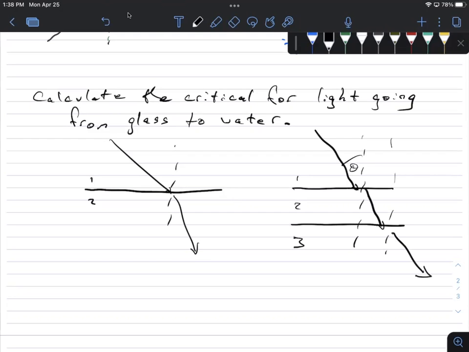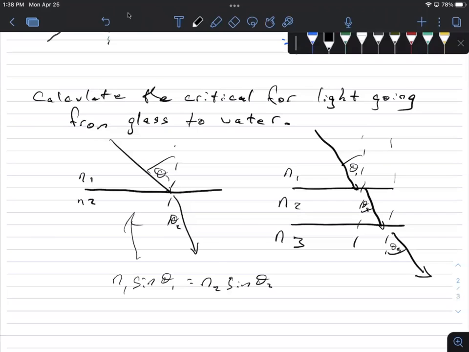So now you have theta 1. Well, here you had theta 1 and theta 2, and N1 and N2. Here you have N1, theta 1, N2, and this is theta 2, and then N3, and this is theta 3. And of course, we can have more. We could have 4 layers. We could have 15 layers. It doesn't matter how many layers we have. No matter how many layers we have, we're still doing the same thing. You're going to have N1 sine theta 1 is equal to N2 sine theta 2.